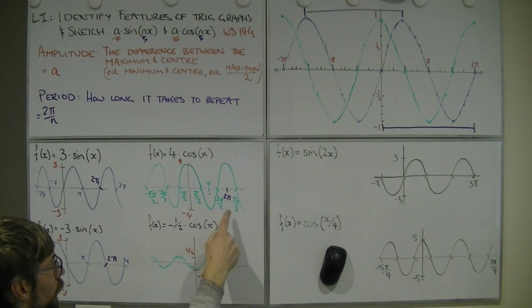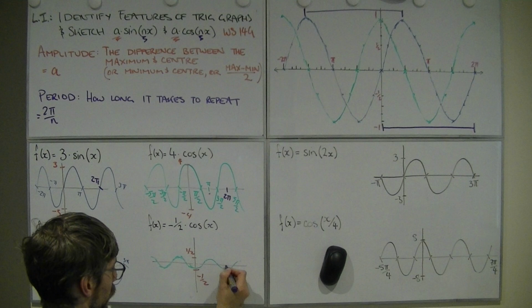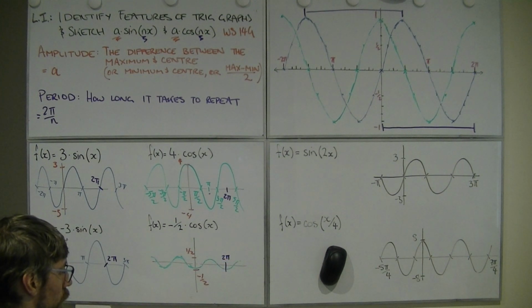Period length never changed, so it's all still the same. Get through one complete cycle there. So that's 2 pi. And we can fill in the rest of them as we see fit.